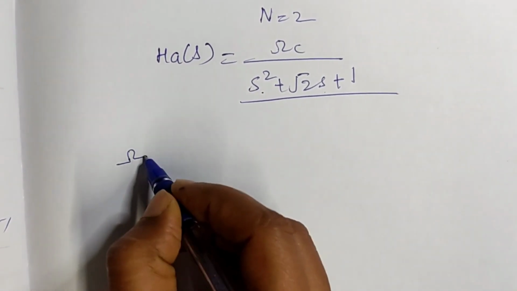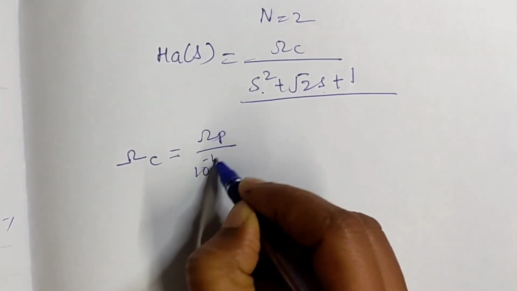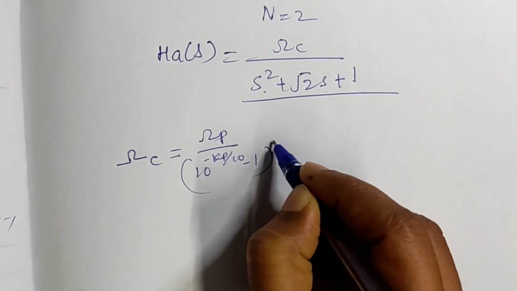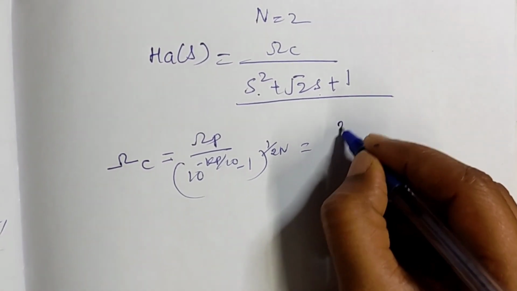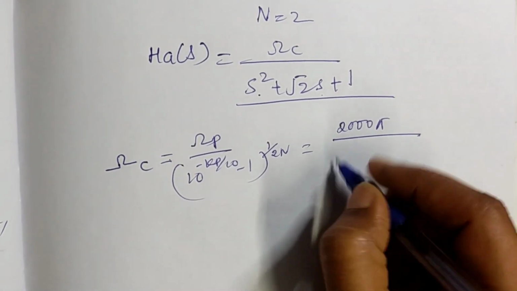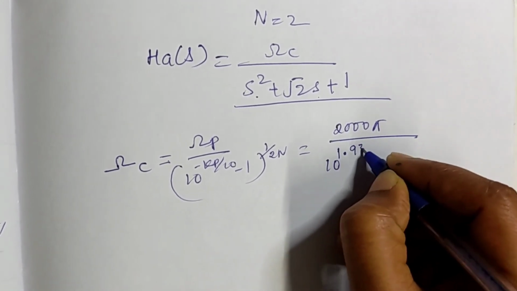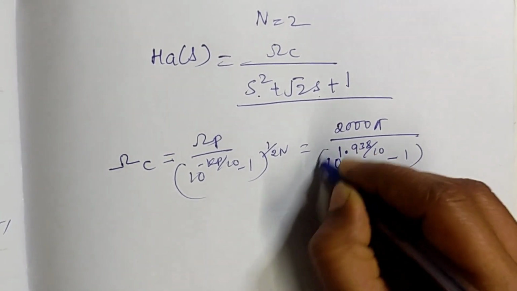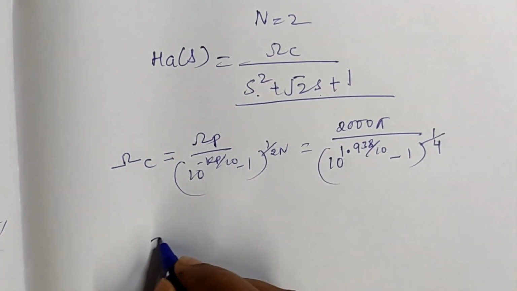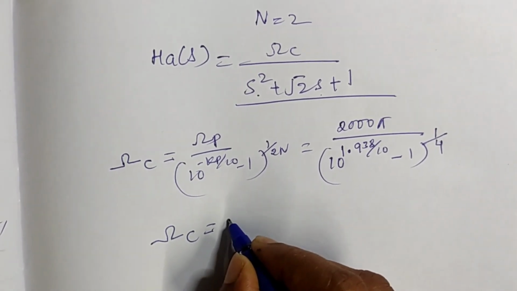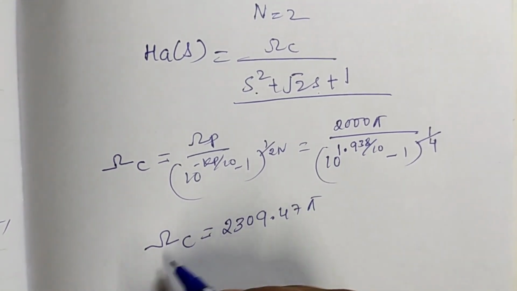Now we have to calculate omega C. Omega C is again a formula: omega P divided by 10 to the power of minus Kp by 10, minus 1, to the power 1 by 2N. When you substitute all these values, omega P is 2000 pi divided by 10 to the power of minus Kp, which is plus 1.938, divided by 10, minus 1, to the power of 1 by 2N. N is 2, so 2 twos are 4. Once you calculate this in a calculator, you will get 2309.47 pi radian per second.